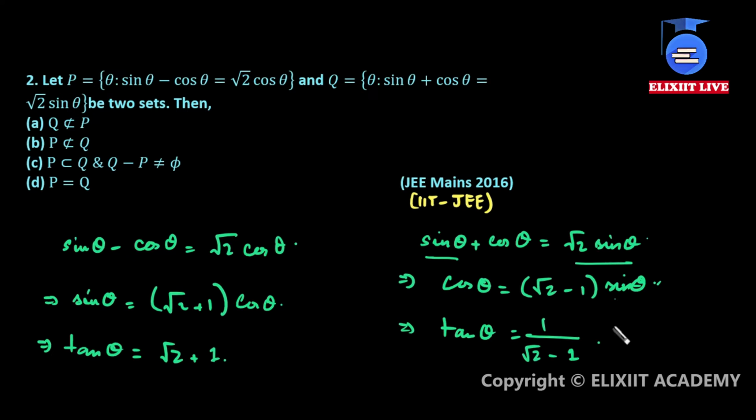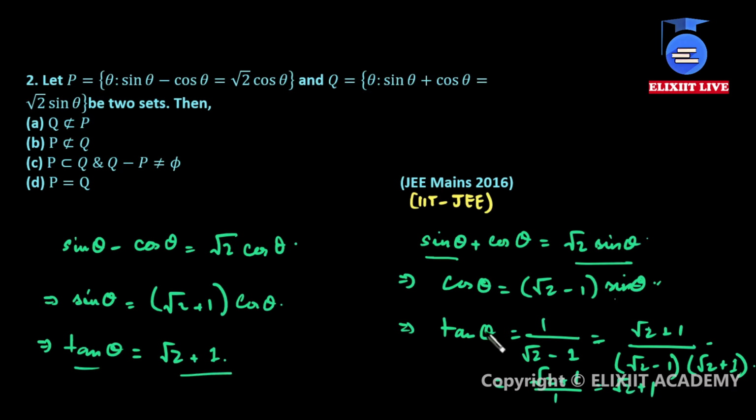What you need to do is just simply rationalize. √2 plus 1 divided by √2 minus 1 into √2 plus 1. Simple rationalization, nothing else. So this will become √2 plus 1, and in the denominator we have √2 whole square minus 1. That's simply 1 itself. So that is same as √2 plus 1. So here we have tan theta is √2 plus 1. Accordingly option D will be right.